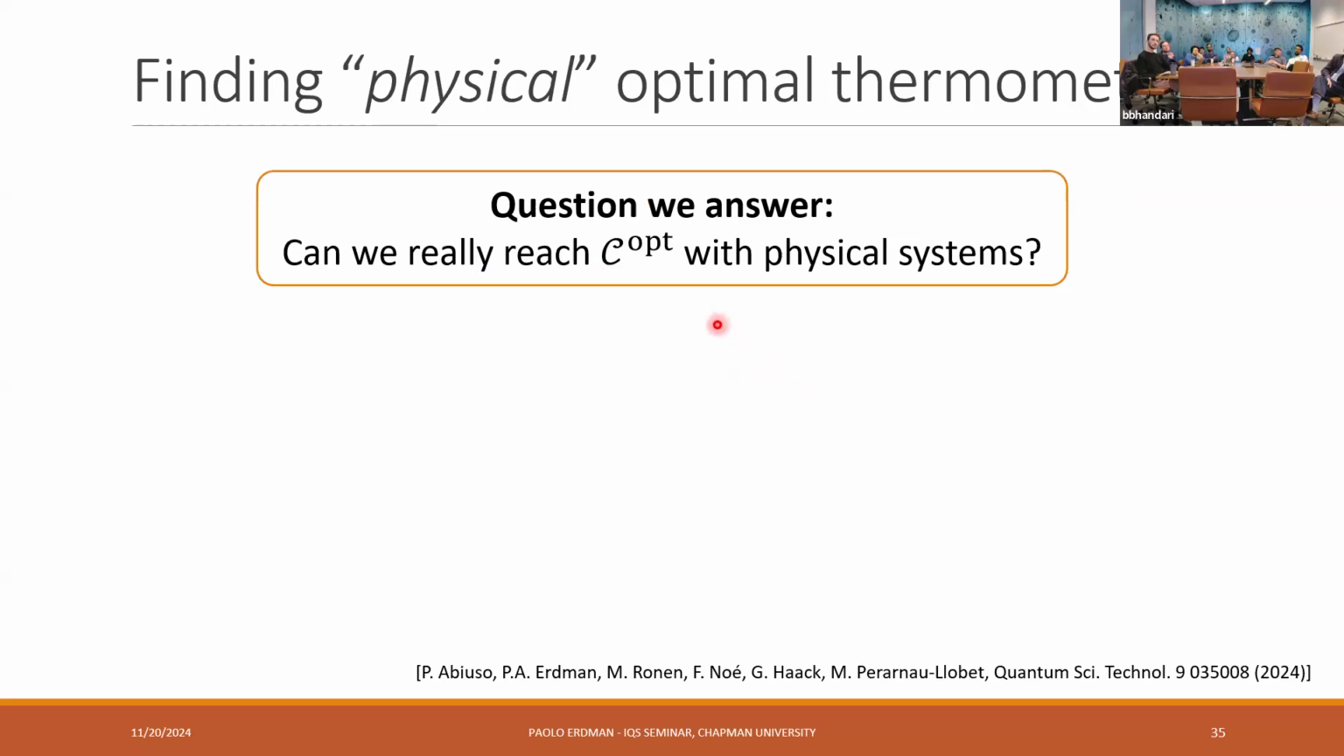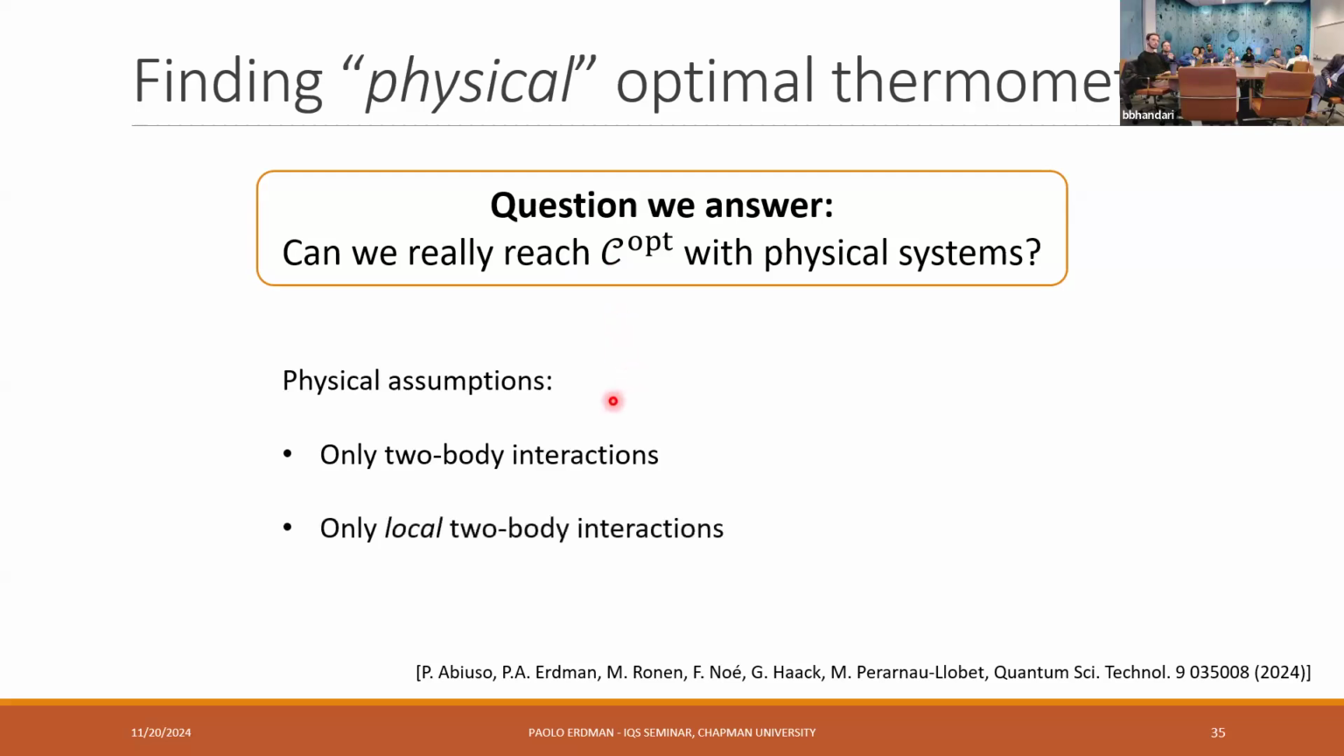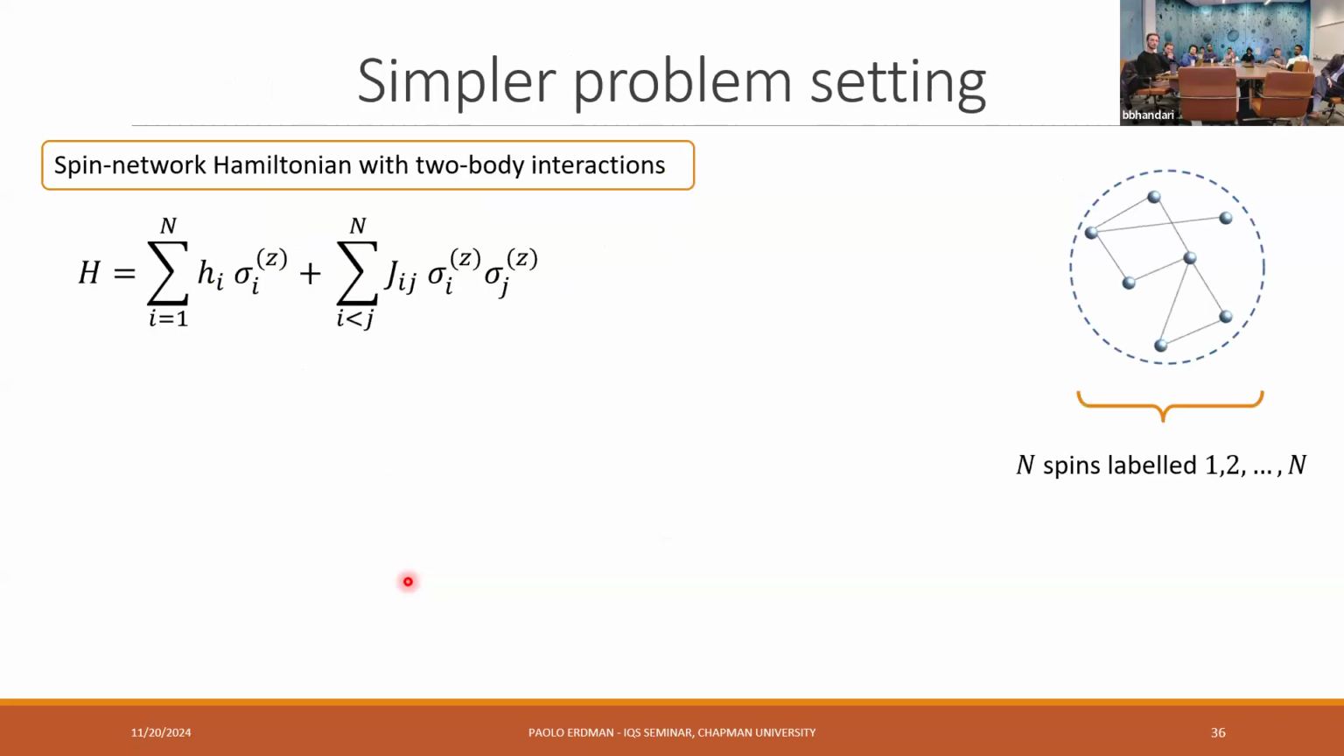So what we wanted to answer in this work is how can we really reach this optimal value, making some physical assumptions. And by physical assumptions, I mean we assume that we only have two-body interactions and not 3, 4, 5. And then we try to answer, can we do this also with just local two-body interactions?